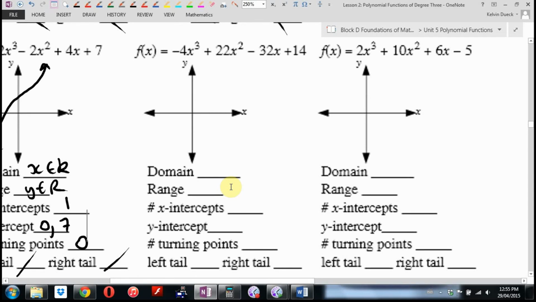Next one. Before we even graph, what's the y-intercept? 0, comma 14. Before we even graph, what's the domain? How about the range? Is this graph going to be going downhill or uphill? Because it's got a negative in front of the x cubed, the leading coefficient is negative. All right, the rest I got a graph to figure out.